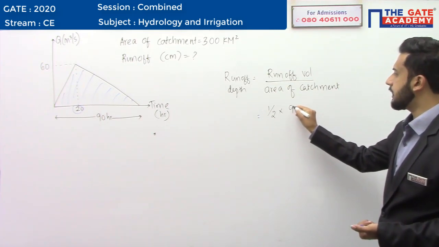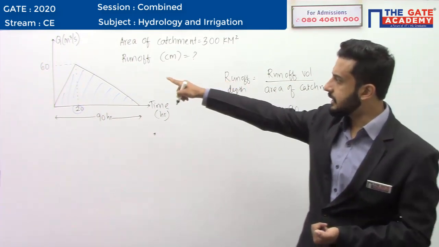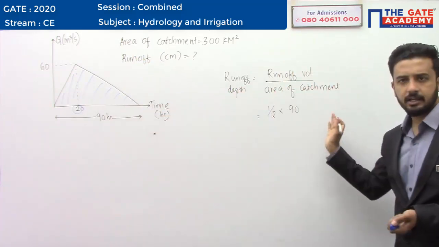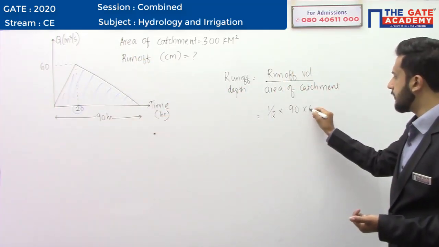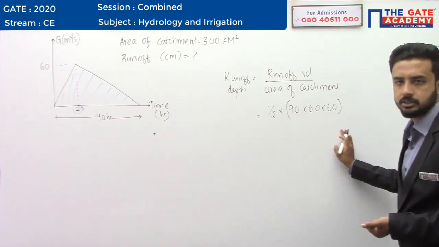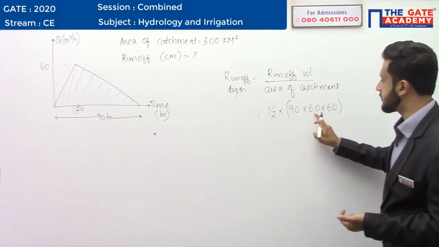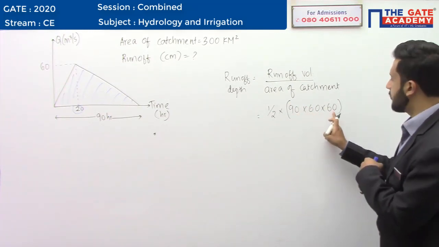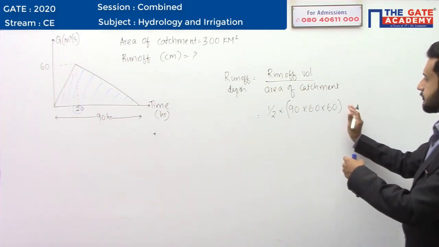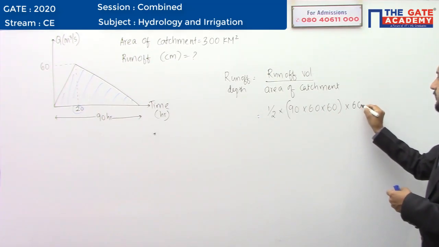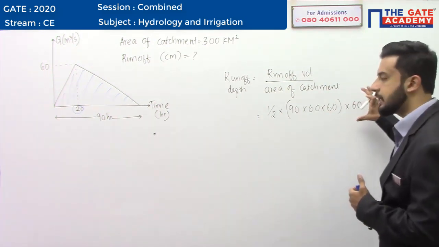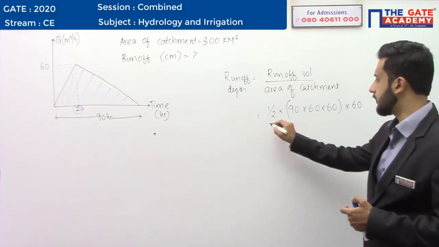So 90 is in hours, whereas the H value will be 60 meter cube per second. If second and second have to be cancelled, I have to multiply with 3600, or 60 into 60. 90 hours means multiply by 60 for minutes, multiply by 60 again for seconds. So this is going to be this many seconds, multiplied with 60 meter cube per second. Seconds and seconds will cancel, and I will be getting meter cube in the numerator.